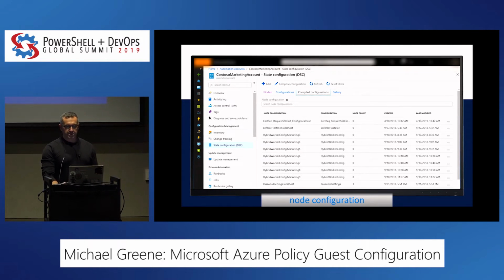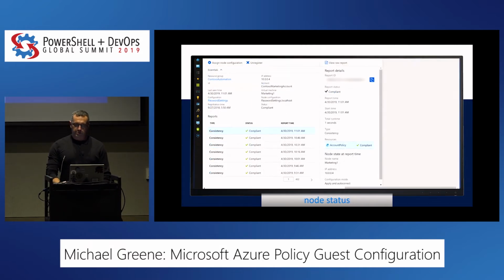And so now you can see that it's compiled. It's the first one on the list, but still not assigned to any nodes. You can see when it was created, when it was last modified. So you've got a bit more management than what was ever there in Windows Pull Server.